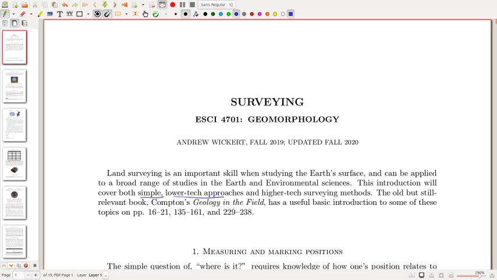So simple, low-tech approaches, as well as higher-tech surveying methods that we have that are up and coming, things like real-time kinematic GNSS units. These old technologies and techniques are still actually quite important, and I feel like they're very educational, so we're going to go through them. Compton's classic Geology in the Field book has a useful basic introduction to some of these topics, and I suggest that this is a resource that you look up in the library if you have some further questions.